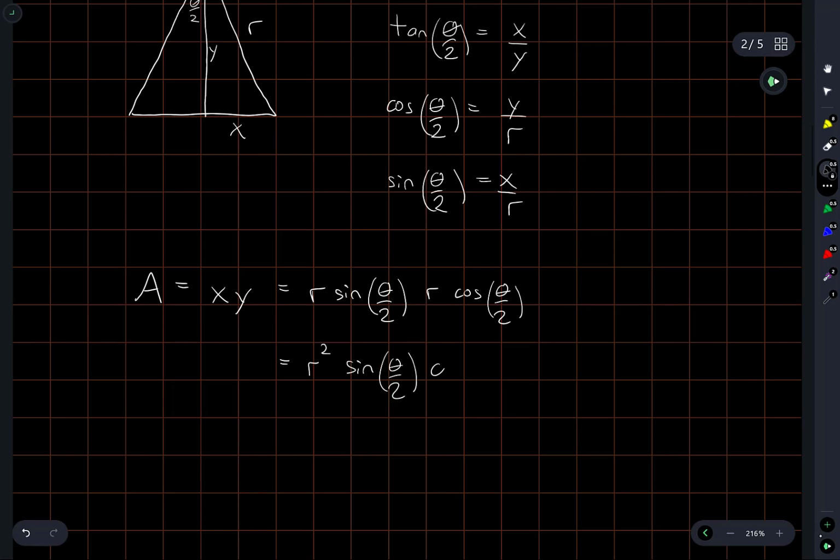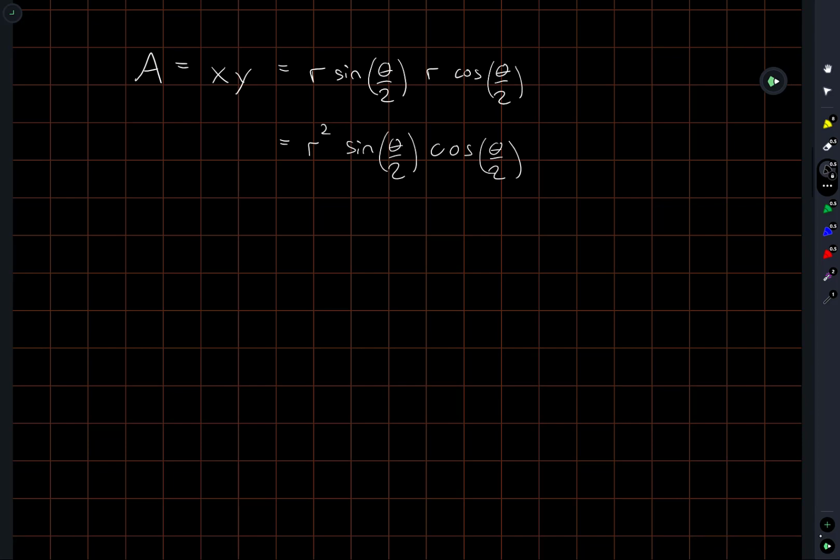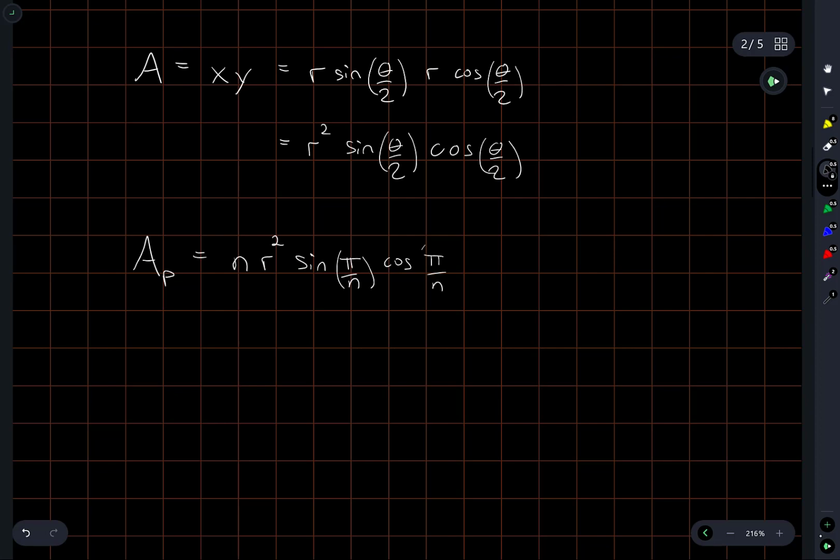Ultimately, we're going to have to multiply this thing by n. Okay, so that's the area of one triangle. So the area of the entire polygon is n r squared times sine of this angle. Remember, I'd said earlier that theta is equal to 2 pi over n. So this is sine pi over n times cosine pi over n.